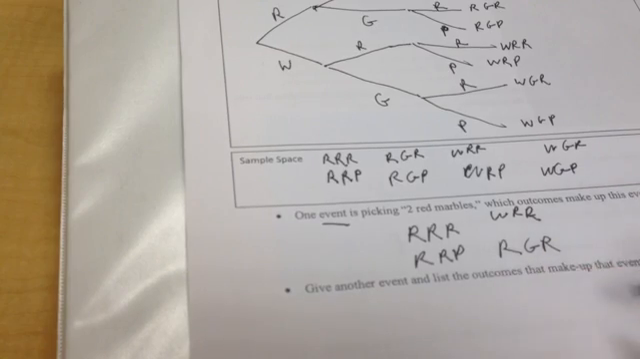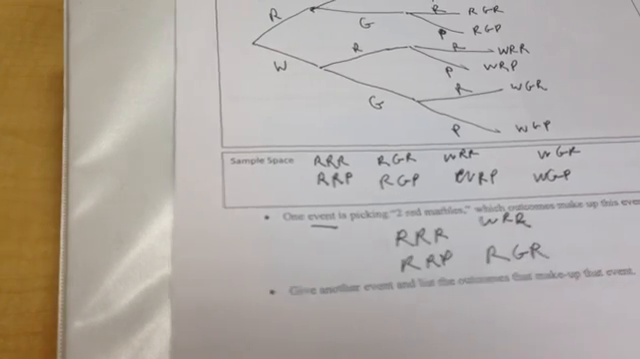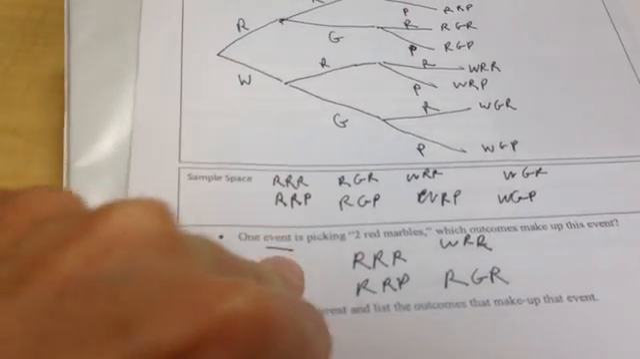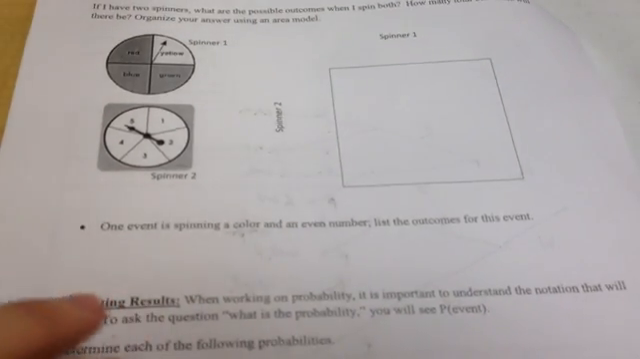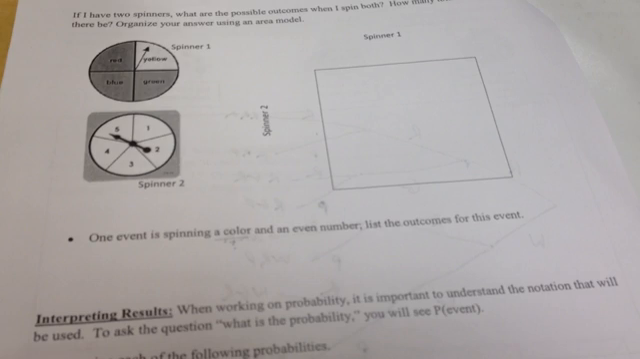And then you can make up another event and list the outcomes. I'll let you do that as a class. I'm going to move on, try to keep this relatively short. And so let me get my notes here. The next part, we're supposed to do an area model here.